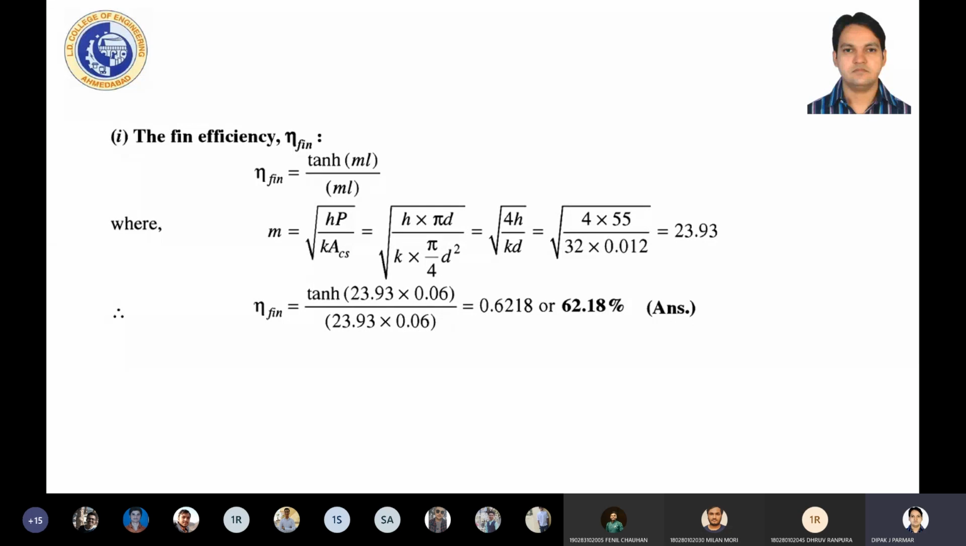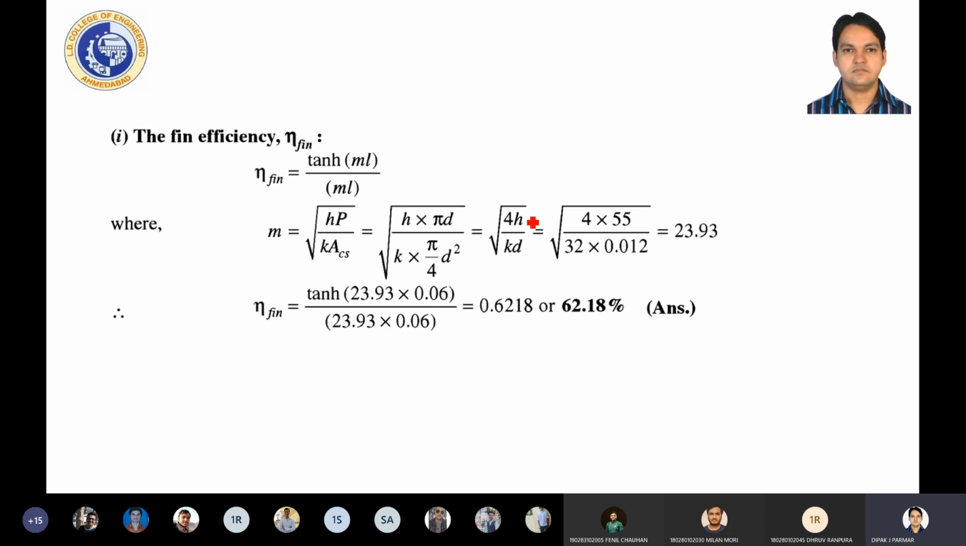So we have gone through case 2, the finite length fin with insulated tip. The efficiency of the fin is equal to tanh(mL) divided by mL, where m is the square root of hP divided by kAc. h is a variable whose value is known to us. Perimeter for a cylindrical system is pi d. Conductivity is known to us, and the cross-section area of the rod is pi by 4 d squared. If you simplify this equation, it comes to 4 times h divided by k into d.